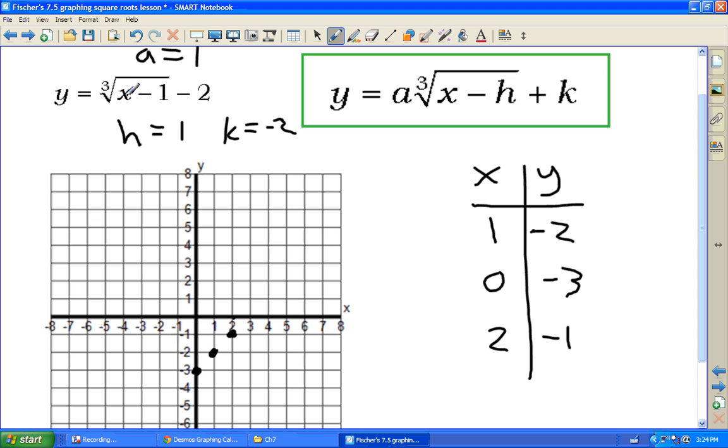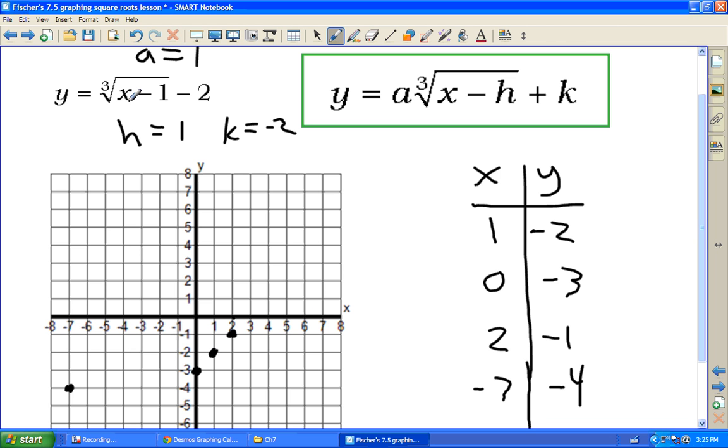So let's look for our next perfect cube. -8 is what I'm looking for under the radical, so I need an x of -7 to get that. -7 minus 1 is -8 under the radical. Cube root of -8 is -2. -2 minus 2 is -4. I hope you see how I got that. So at -7, I'm going to get -4 right here. Notice how quickly the graph changes to be going like this. Looks like the same thing's going to happen up here too.